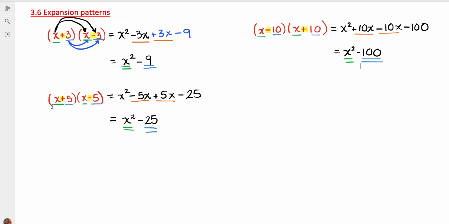When I multiply two brackets, and inside the brackets I have two terms, exactly the same terms, but in one I'm adding and in the other one I'm subtracting, what I get is what we call difference of squares. I'm going to insert this here.